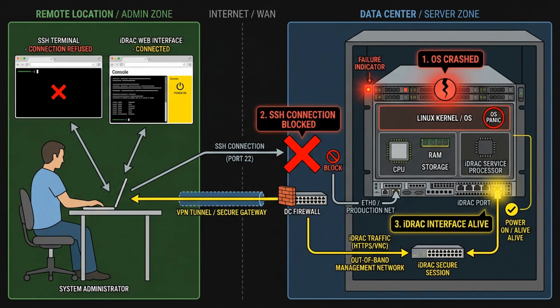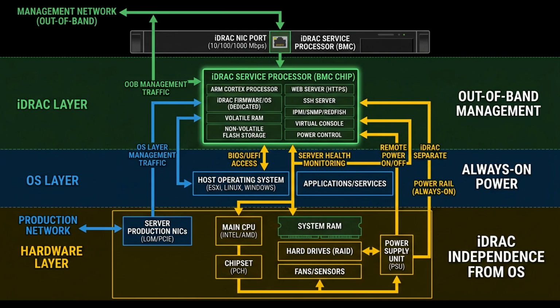iDRAC runs on its own dedicated chip inside the server. It has its own network port completely separate from the OS. It stays alive even when Linux is completely dead. iDRAC is your remote hands inside the server. In this video, we cover everything you need to know.